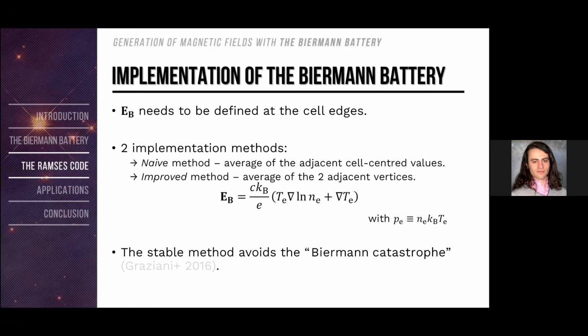Numerical stability is indeed important because attempts to naively implement the Biermann battery can lead to the production of large non-physical magnetic fields, especially near shock waves, because the involved gradients can diverge at discontinuities, as they can increase without bounds with increasing resolution. This Biermann catastrophe is unfortunate because shocks furnish ideal sites for Biermann effects. And this second method circumvents the problem.